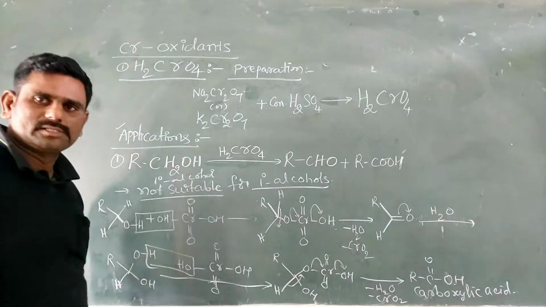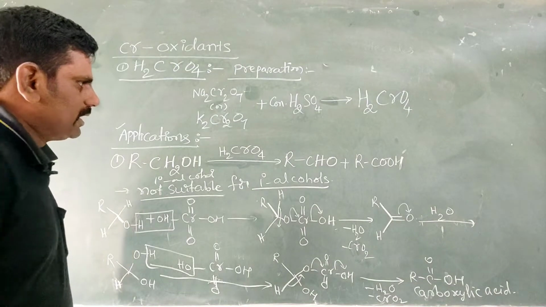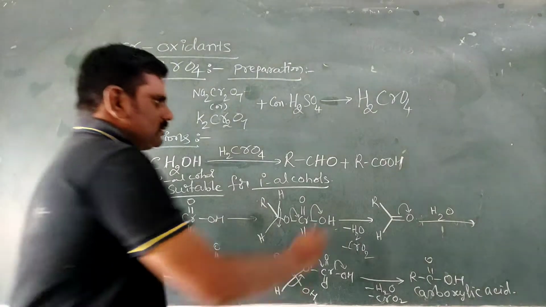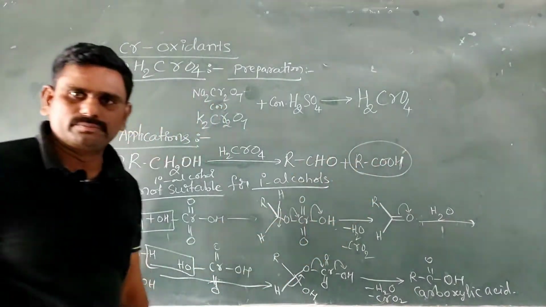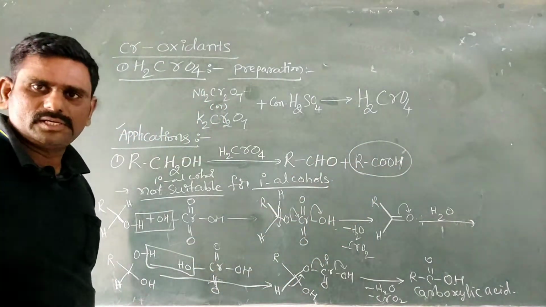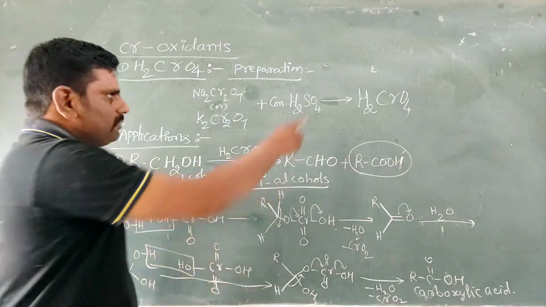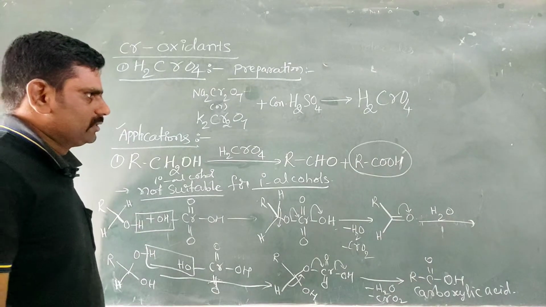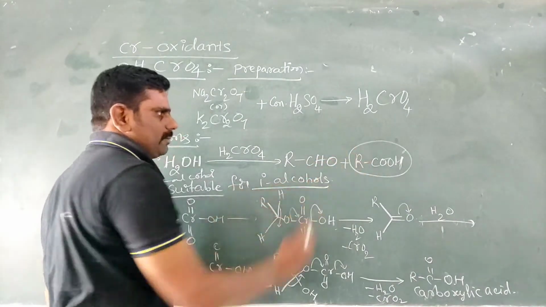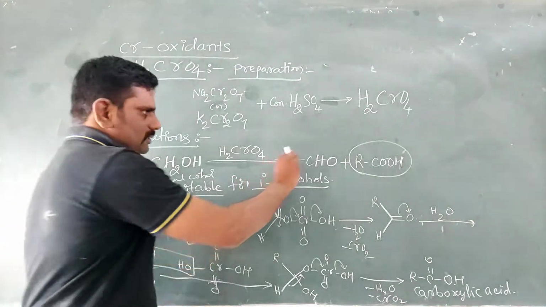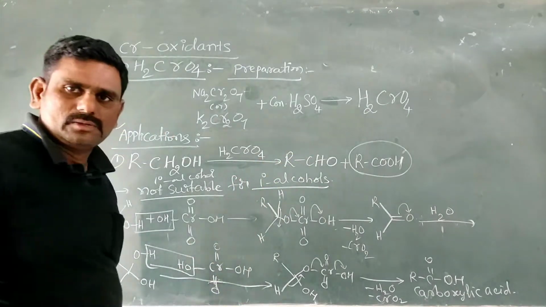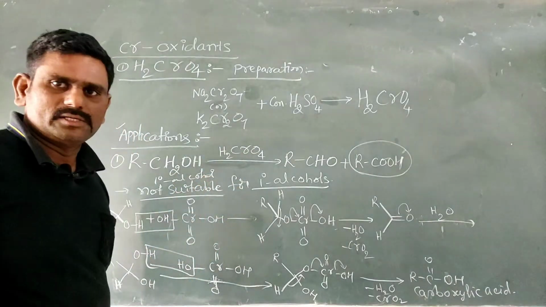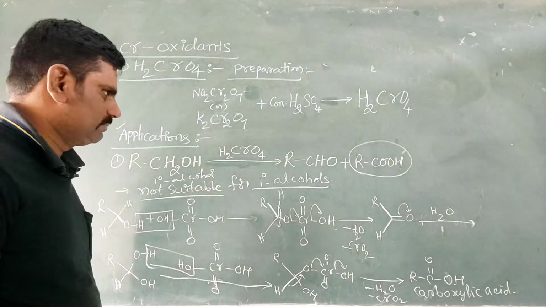chromic acid is not a suitable oxidizing reagent for oxidizing primary alcohols. Why? Because in addition to the formation of carbonyl compound, we get carboxylic acid also. It means over-oxidation is taking place by use of chromic acid. Due to over-oxidation, we get carboxylic acid. If we want carbonyl compound exclusively from primary alcohol, chromic acid is not a suitable oxidizing reagent.